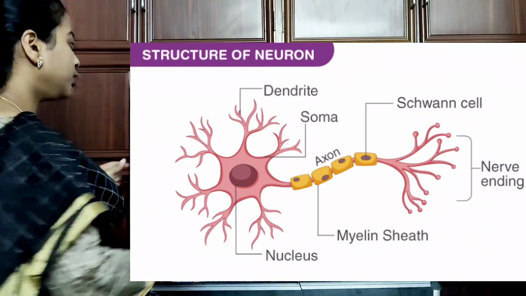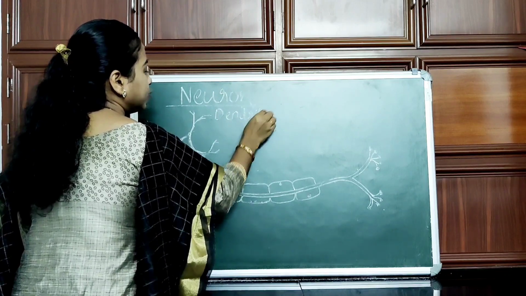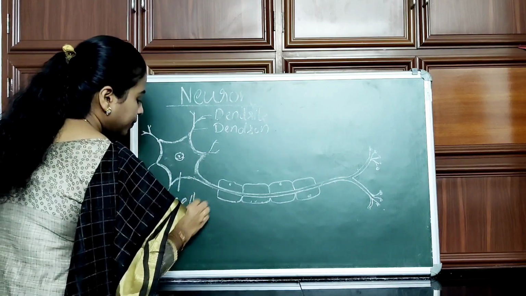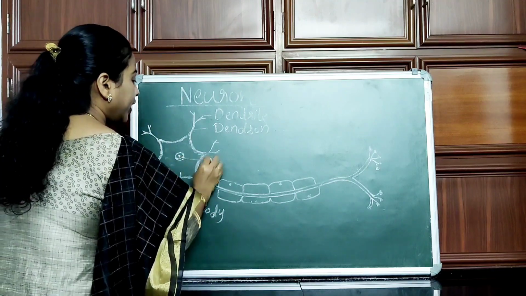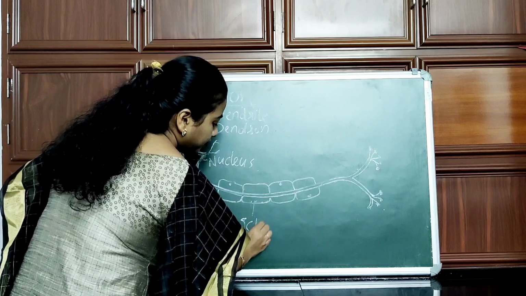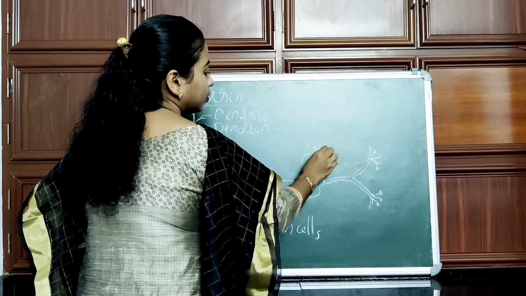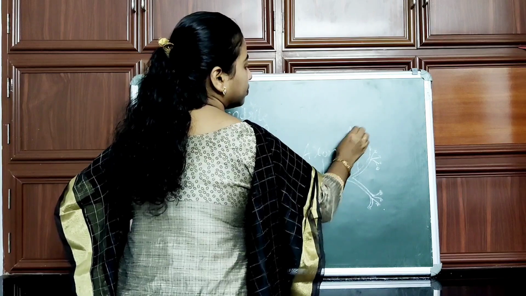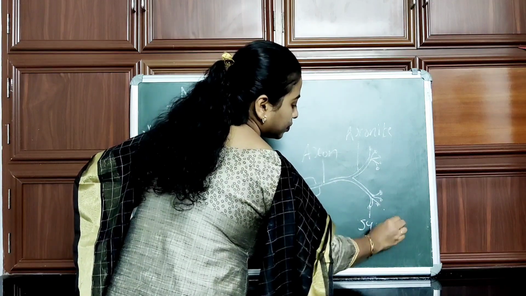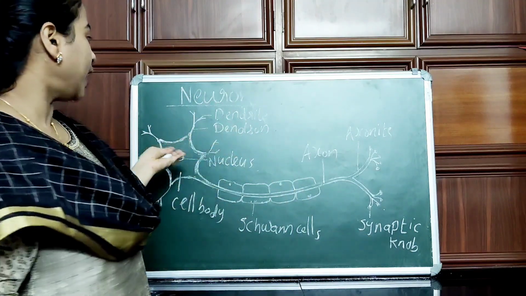A neuron consists of the following parts. They are the dendrite, then dendron, cell body, nucleus, the Schwann cells, axon, axonite, and the last part is the synaptic nerve. These are the different parts of a neuron.